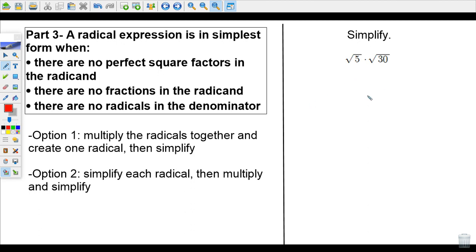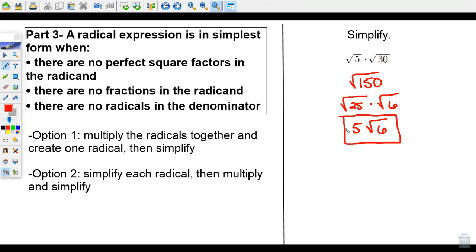So I'm going to show you option 1. I'll show you option 2 on another one. So option 1 says multiply these together. 5 times 30 would be radical 150. And then I would simplify that. So radical 150. There's no variables, there's no fractions, nothing. All I'm looking to do is get rid of perfect square factors. So I'm going through perfect squares, and I'm figuring out what's the biggest one that I can divide by. I believe it's 25. So I'm going to break this up into radical 25 times radical 6. Radical 25 simplifies to 5 times radical 6, and that would simplify it.